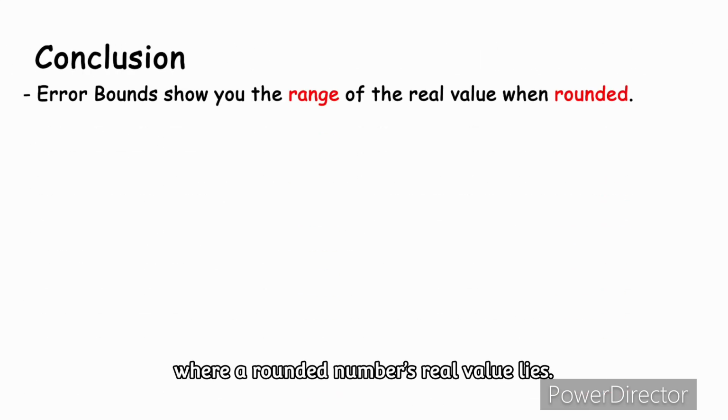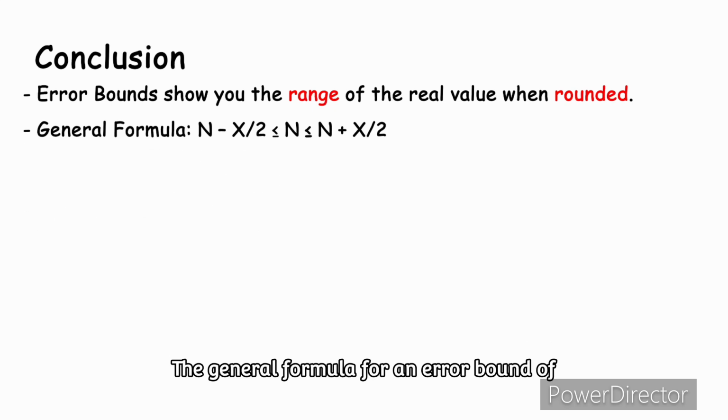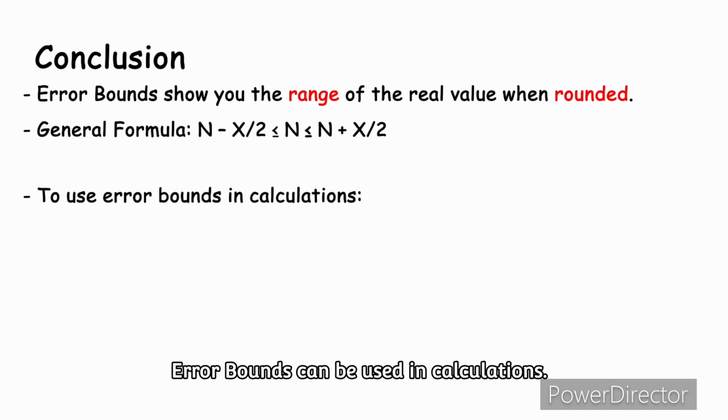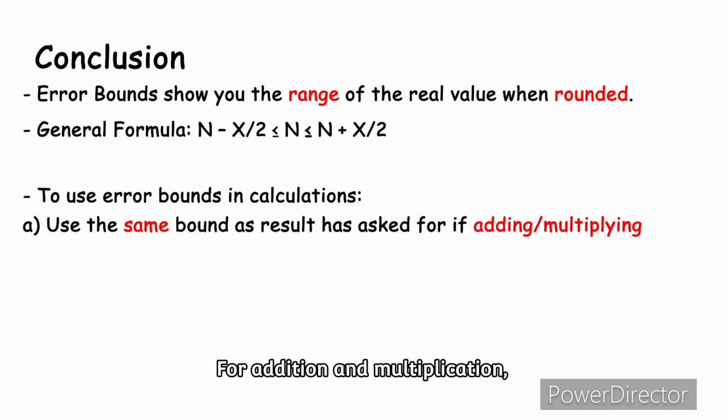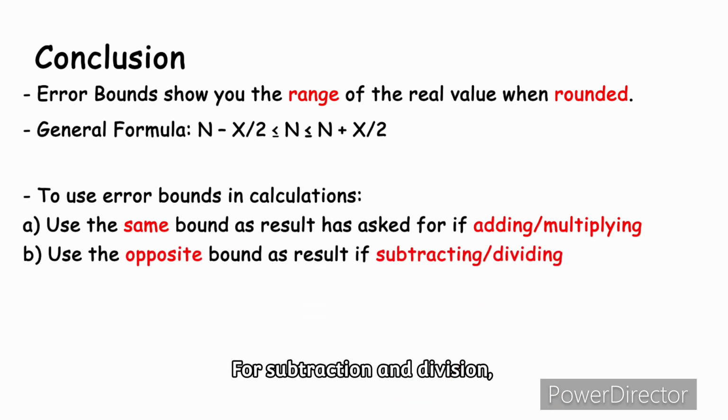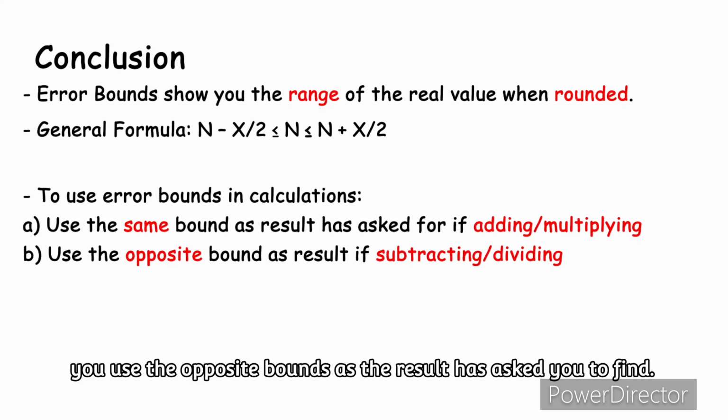So in conclusion, error bounds show you the range where a rounded number's real value lies. The general formula for an error bound of a number n rounded to x is this. Error bounds can be used in calculations. For addition and multiplication, you use the same bound as the result has asked you. For subtraction and division, you use the opposite bounds to the one the result has asked you to find.